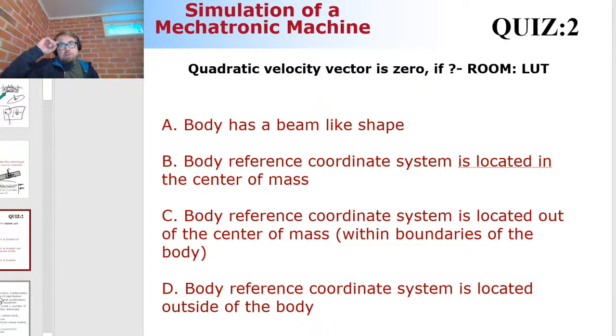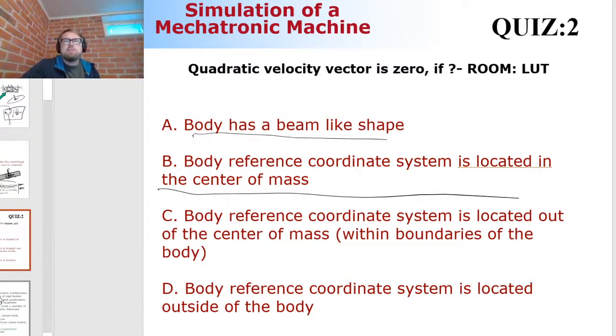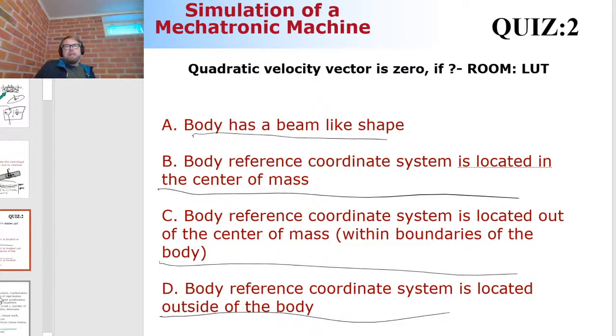So it is equal to 0 if the body has a beam-like shape, if the body reference coordinate system is located in the center of the mass, if the body reference coordinate system is located out of the center of the mass but within the boundaries of the body, or if the body reference coordinate system is located outside of the body. Okay, and hold on. Game is on.